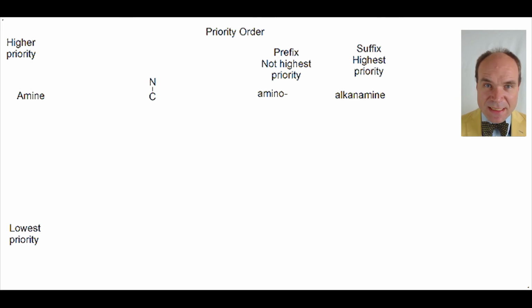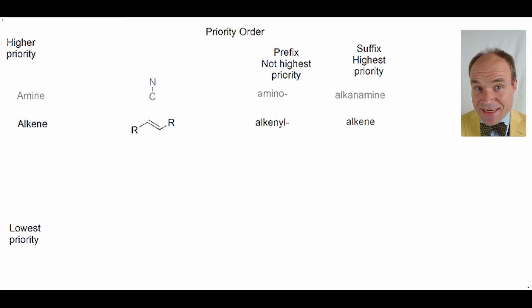From amines going down, we come to alkenes. Alkenes, if they're not the highest priority functional group in your molecule, are described as alkenyl. If they are the highest priority functional group, well, they're just alkenes. From alkenes going down, we come to alkynes.